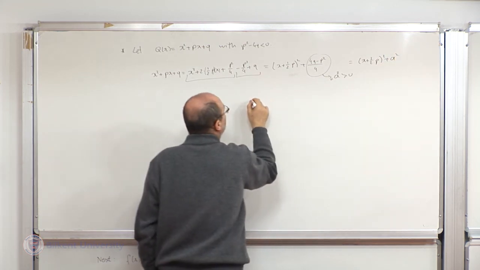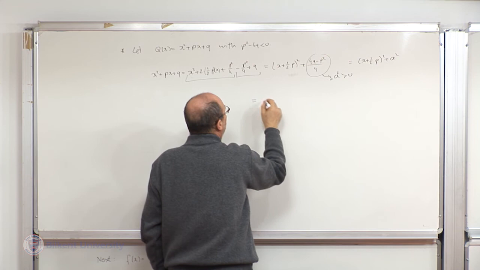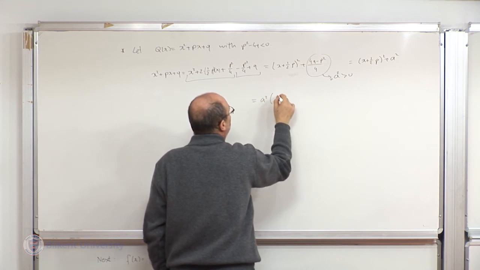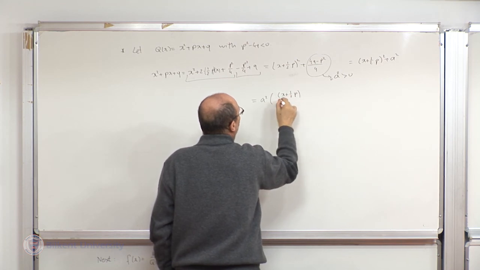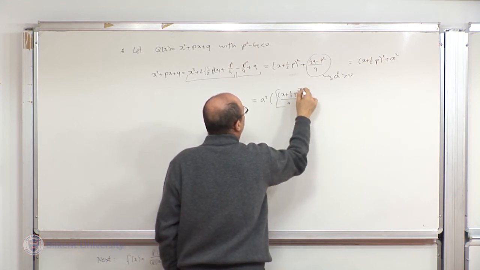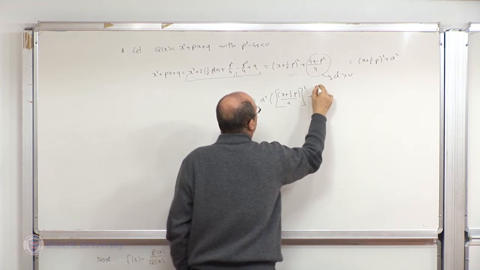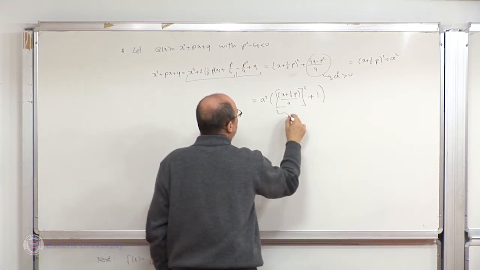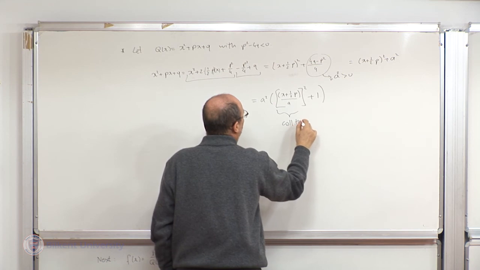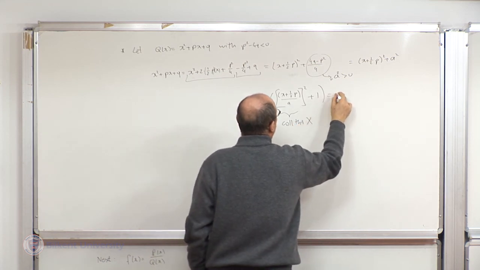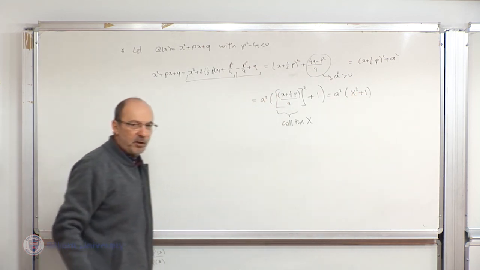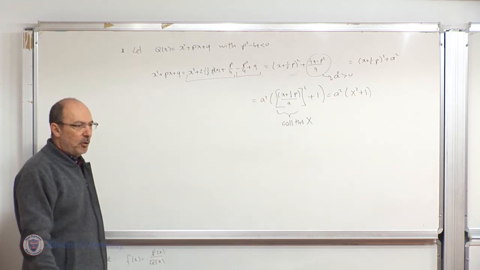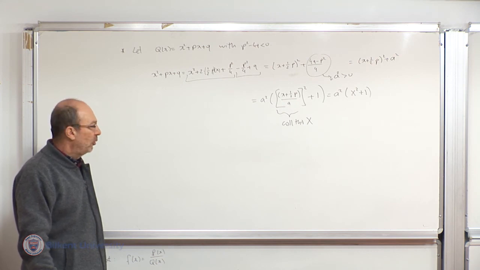Okay, now I can divide everything by a squared. So I have x plus 1 over 2 p over a, squared, plus 1. Call this your new x. So this is a squared times x squared plus 1. Using substitution, you can write every irreducible polynomial as x squared plus 1.